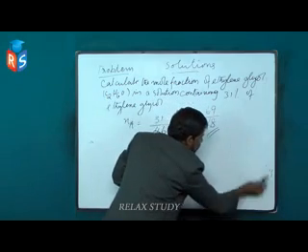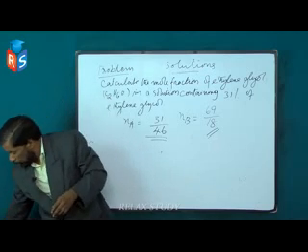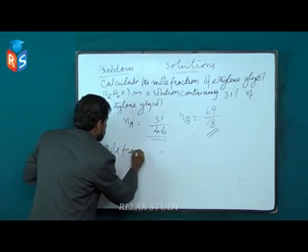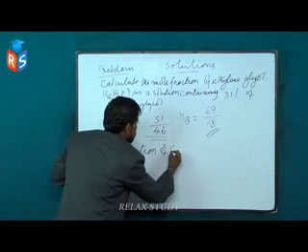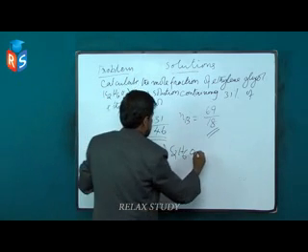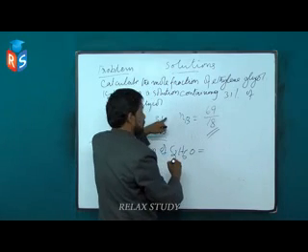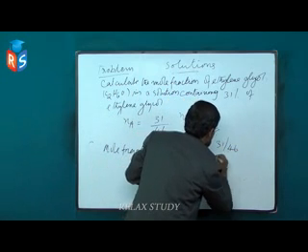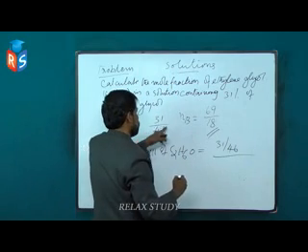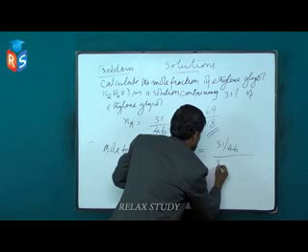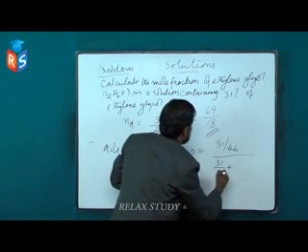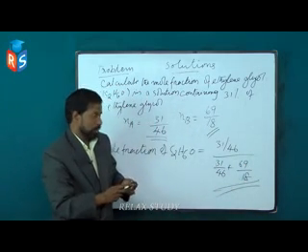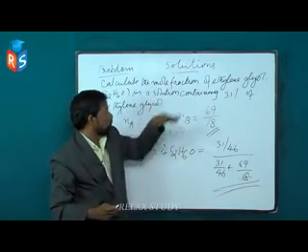So the mole fraction of ethylene glycol is equal to the number of moles of ethylene glycol, that is 31 by 46, divided by the number of moles of ethylene glycol plus that of water, that is 31 by 46 plus 69 by 18. If this is calculated, you will get the mole fraction of ethylene glycol.